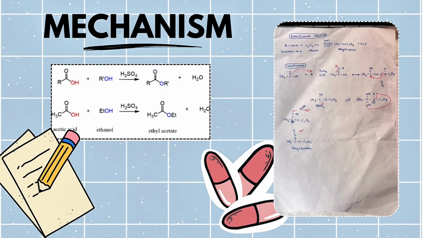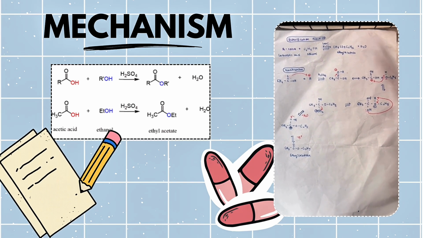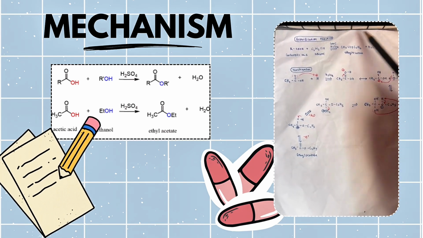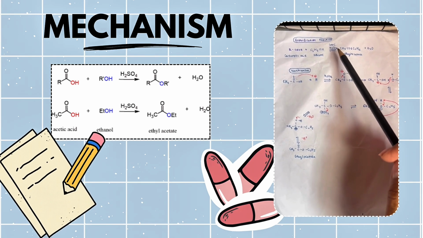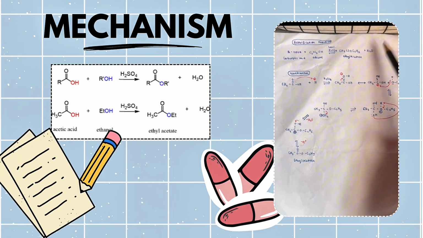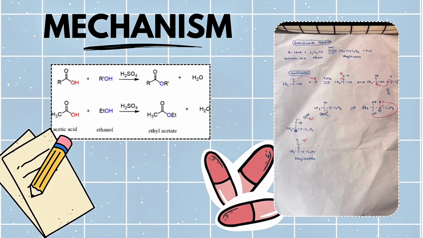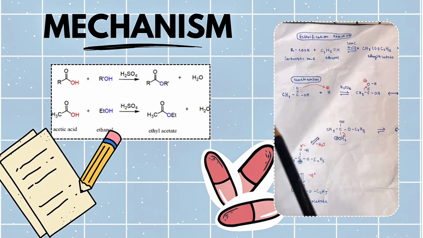So hi guys, in this video I will explain the esterification mechanism. As you can see, this is a general equation between carboxylic acid and ethanol. In the presence of concentrated sulfuric acid, it produces ethyl acetate, which is an ester, plus water. So firstly, we focus on the mechanism. In this mechanism, I use acetic acid as the compound.